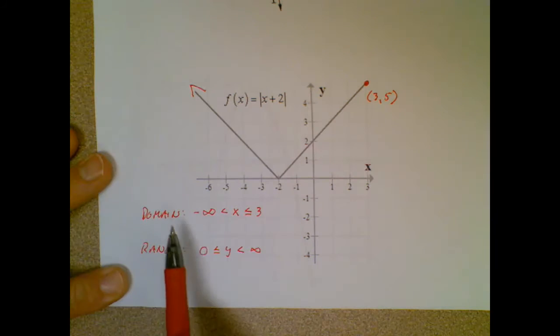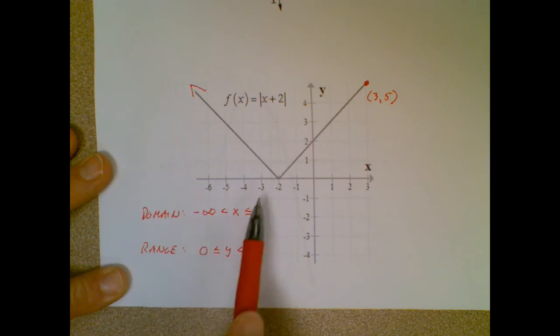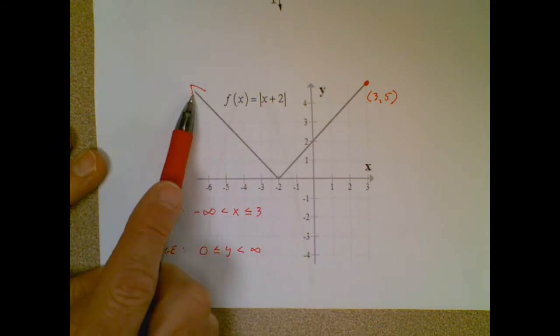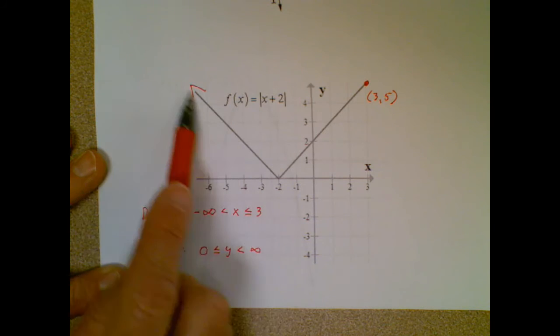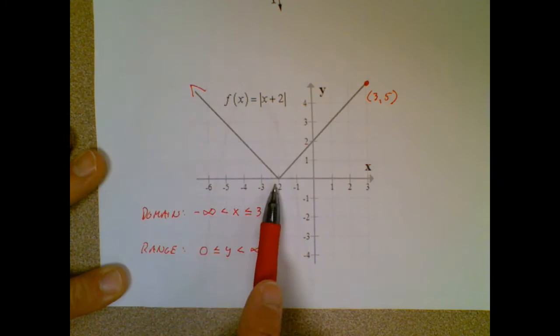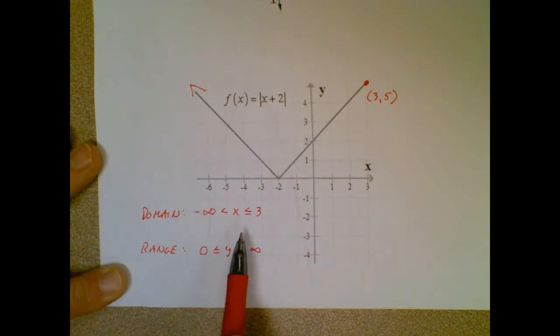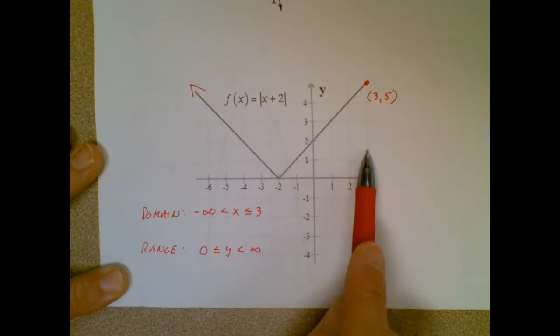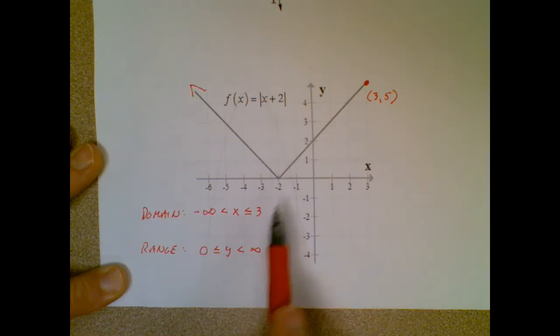Here are my answers. The domain, in other words, the x values that work in this, they go forever in this direction. That arrow says that graph is going to continue on forever. Thus, I can go all the way to negative infinity along this x-axis. And over here, as I travel this way, the last point is right there. That's at x equals 3.